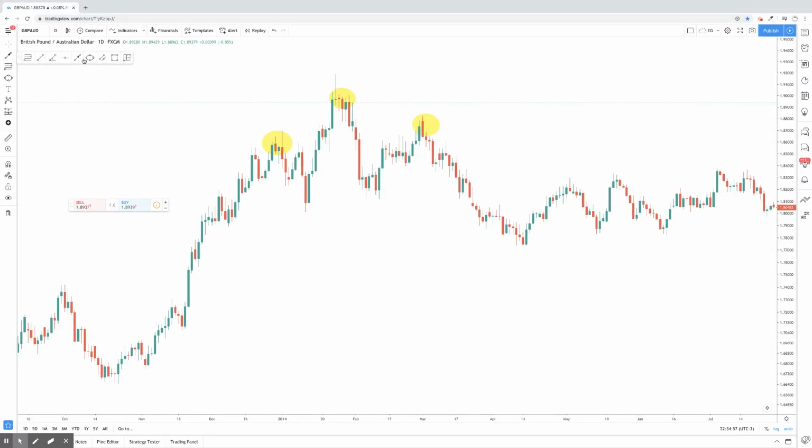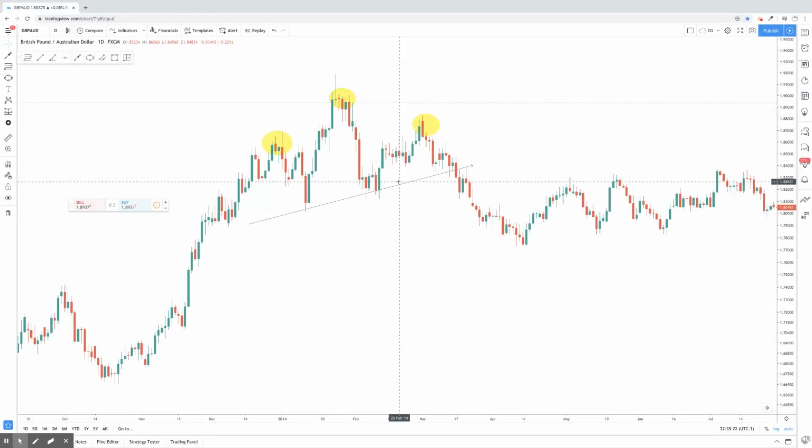Now, something you'll hear a lot of people discuss is the neckline of your head and shoulders. And basically, all that is we connect a line at the bottom of our lows. So these lows here, these wick lows, you want to connect these. And it's a sort of support that we can form based on the pattern, okay?